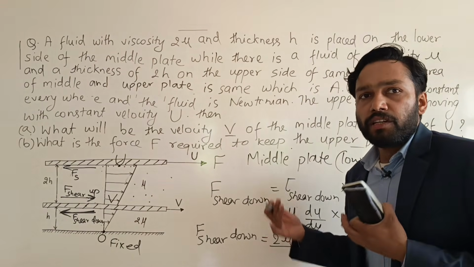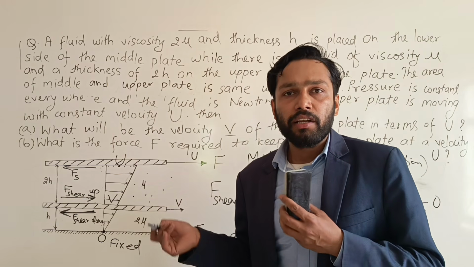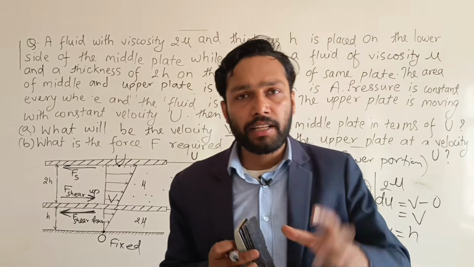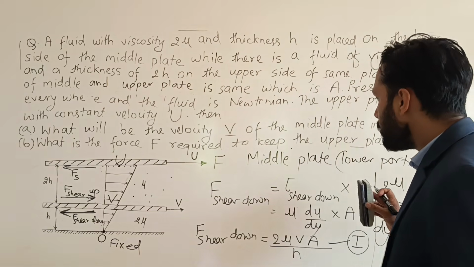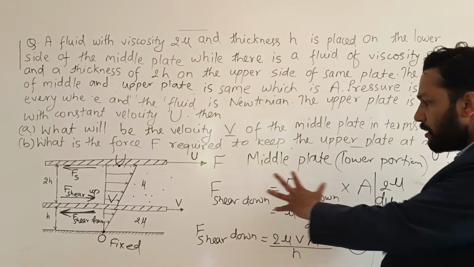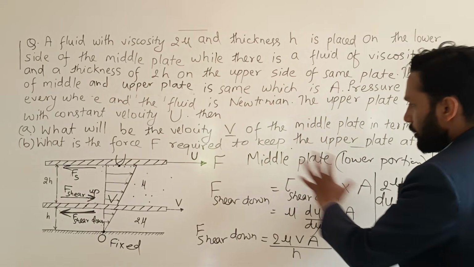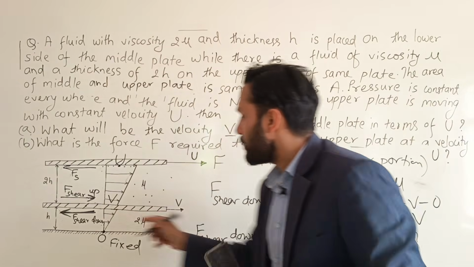Okay, so we are going to apply Newton's second law, and you have to understand that this velocity v is constant velocity. When the velocity is constant, the acceleration is going to be 0. You have to understand this. Okay, so let's apply Newton's second law. We have applied Newton's law of viscosity and got the force here. So now let's apply Newton's second law by assuming the middle plate is a control volume.